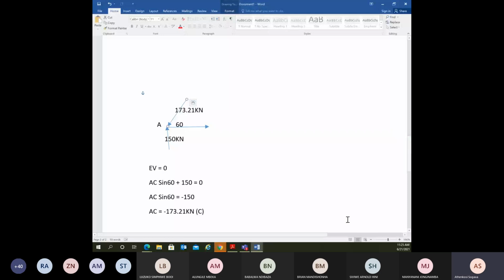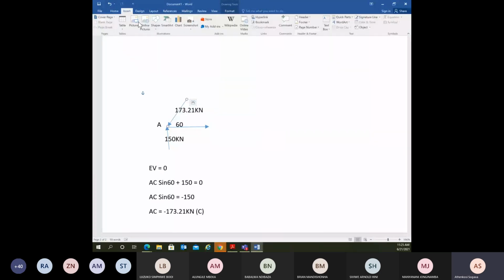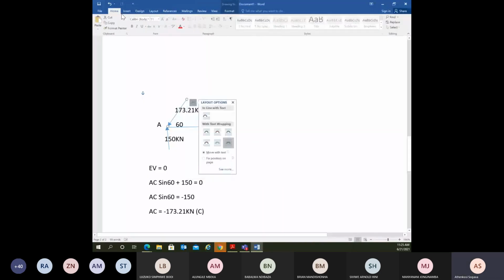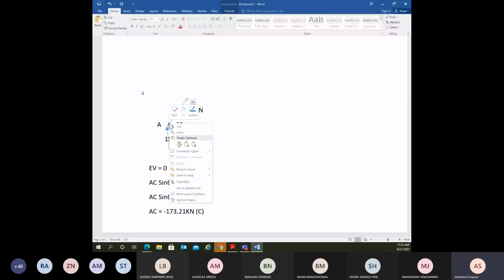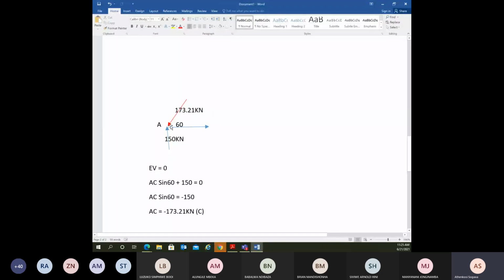I can then maybe say, okay, I want to change the color of this one. How to change it? How to change the color here? Yeah. Yes. AC, we have determined that it is in compression at this joint here.